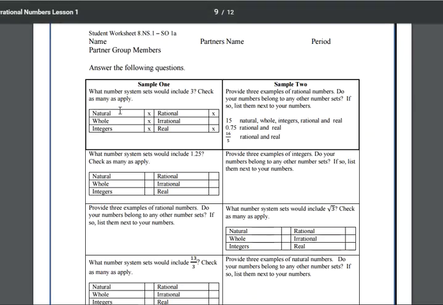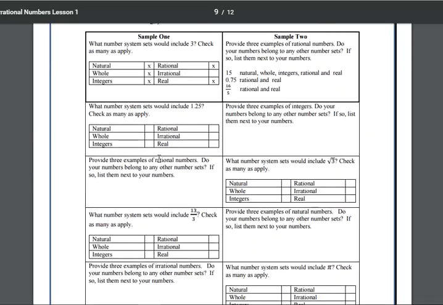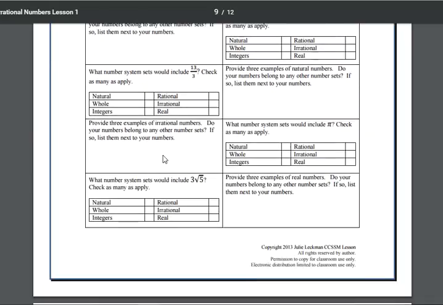What number system sets would include 3? Check as many as apply. As sample 1 shows us, 3 is a natural, whole, integer, rational, and real number. So on the following, the students will fill out the left side.